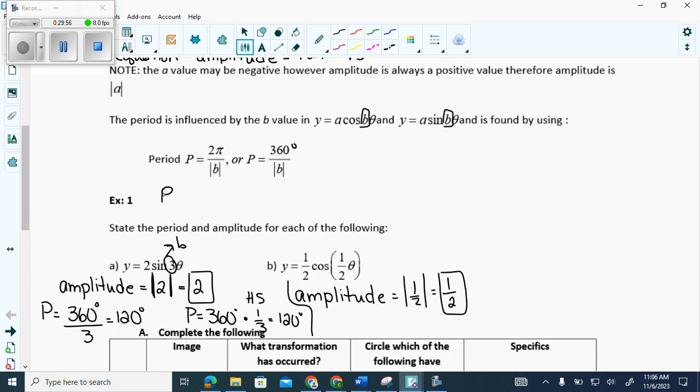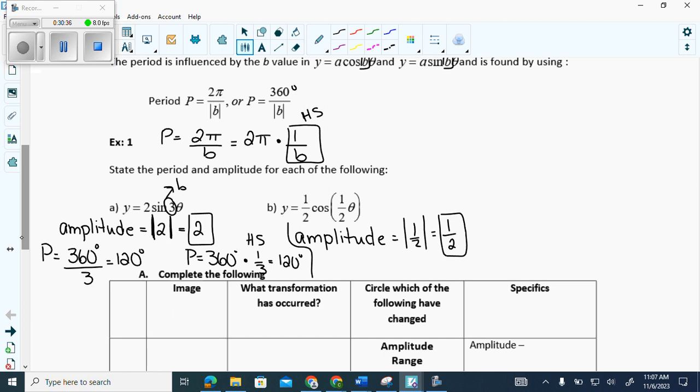So let's look at that formula up here. If I take the period equals 2 pi divided by b, that's the same as saying 2 pi times 1 over b, is it not? Yes. Because when you divide by something, you multiply by the reciprocal. So I can either divide by the b value of my equation, or I can multiply by the horizontal stretch, because the horizontal stretch is 1 over b. Either way, I'll get the same answer. True? True.